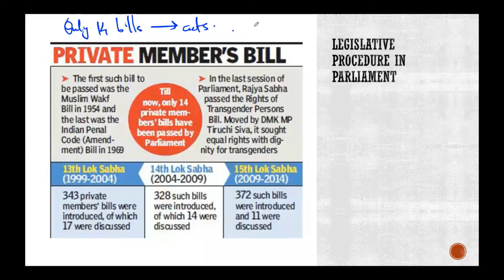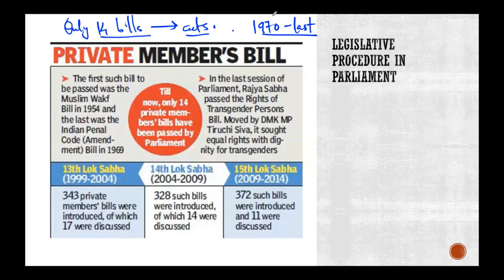In our entire history, from the first general election in 1952 all the way till 2021, we have only 14 such acts. In fact, even here, the last one was in 1970, the Supreme Court Enlargement of Criminal Appellate Jurisdiction Bill, which was passed in 1970. So I hope that gives you some sort of context.